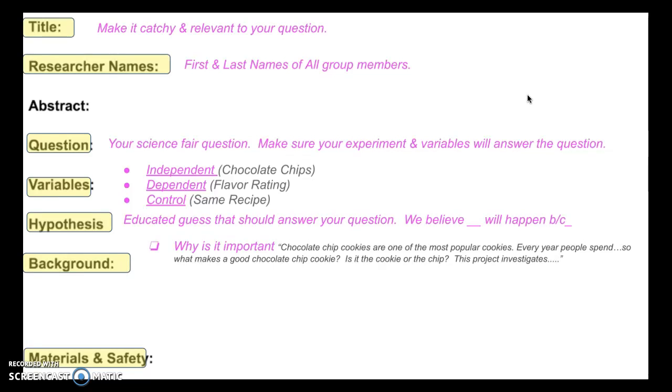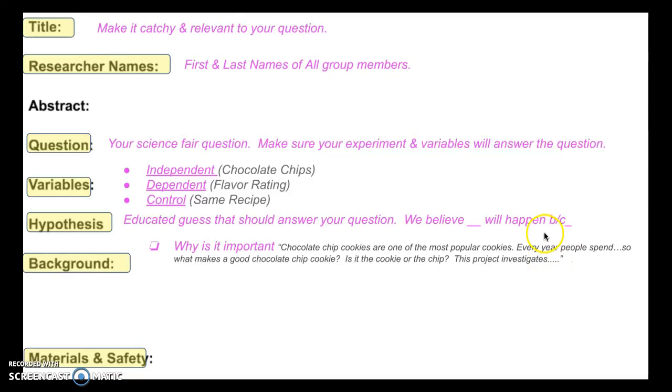For example, in the chocolate chip cookie example, one way to hook the reader is by saying something like, chocolate chip cookies are one of the most popular cookies. Every year people spend a certain amount of money. That's where I would do some research, figuring out how much people spend. Then the next sentence will go into, so what makes a good chocolate chip cookie? Is it the cookie or the chip? This project investigates that. So my last sentence will tell people this is what I'll be investigating.